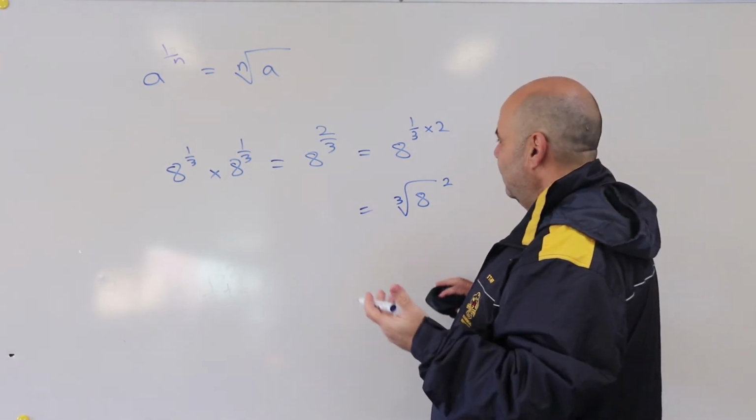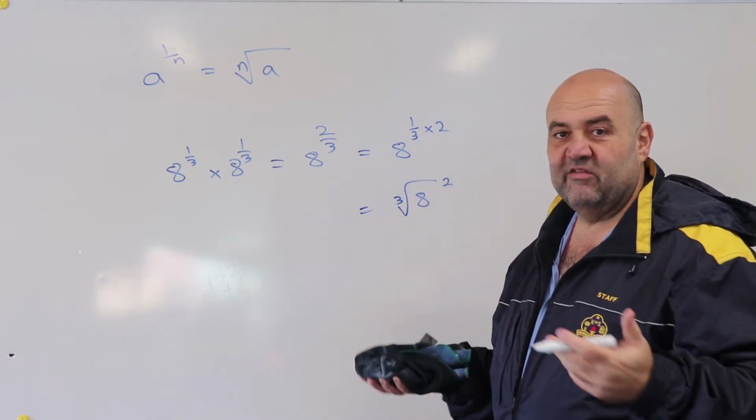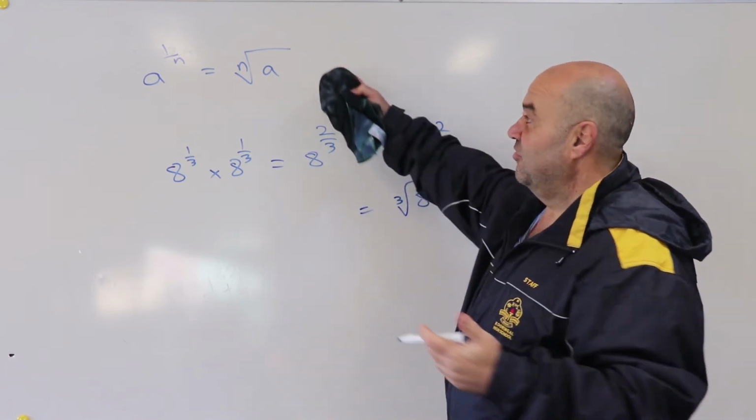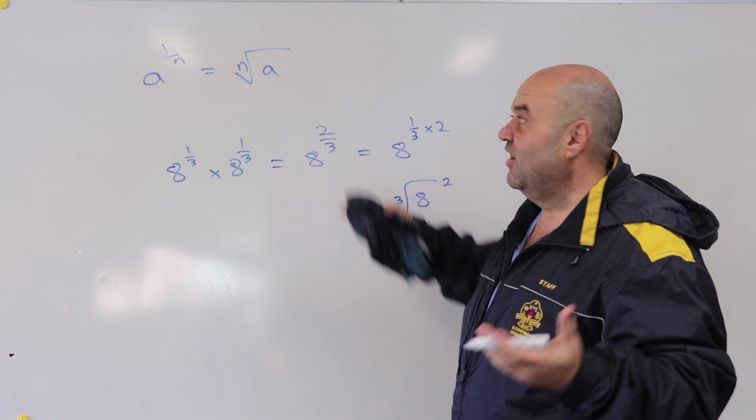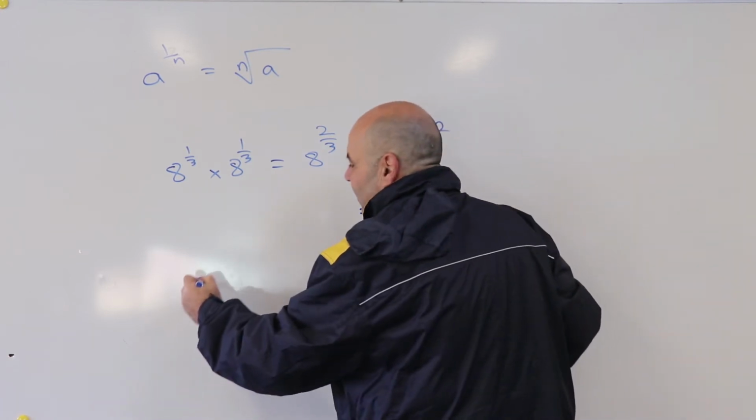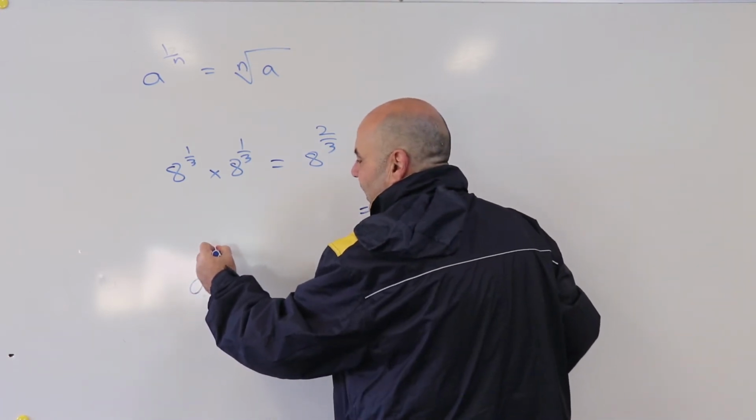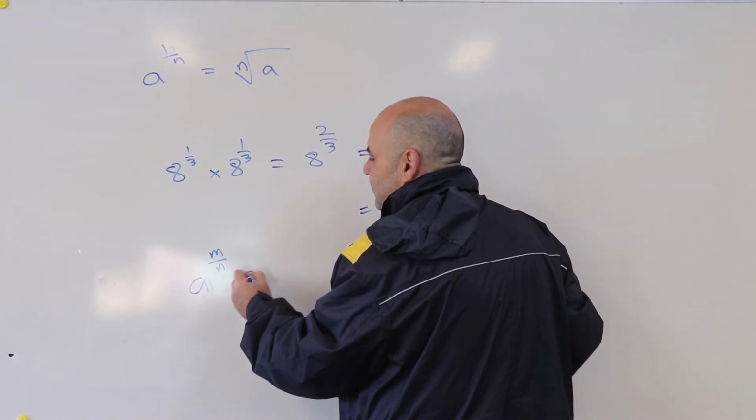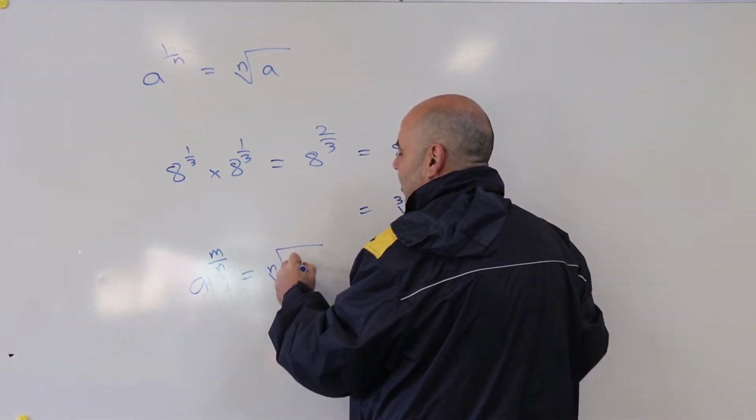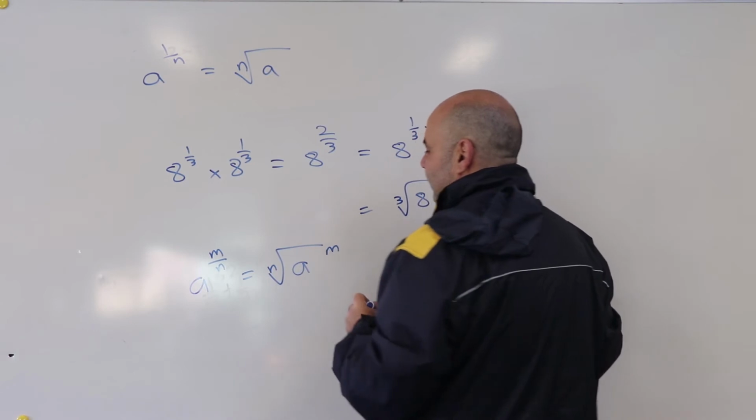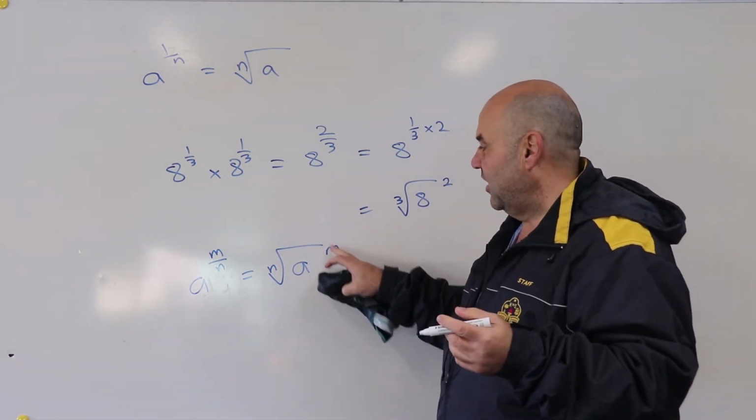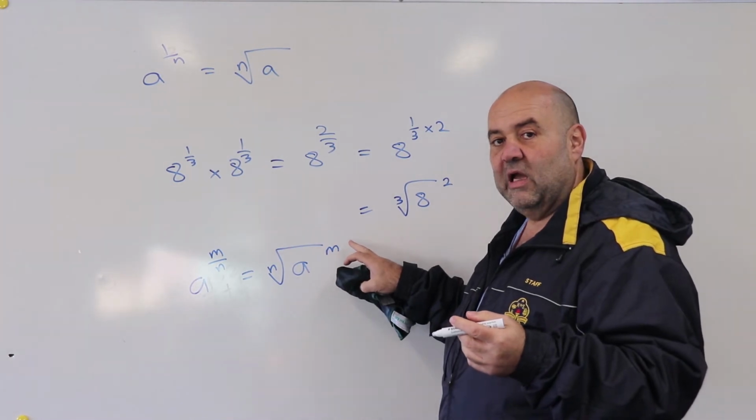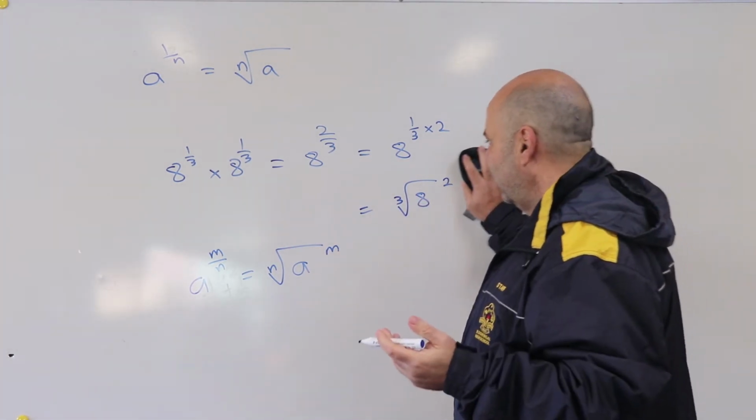And in fact, this gives us the skeleton for our full-grown version, which is the baby version of fractional indices. The full-grown version says this: if I have a to the power of m over n, that's the nth root of a to the power of m. Now, it doesn't matter if your power of m is outside the root sign or inside. So what do I mean by that? Let me show you.